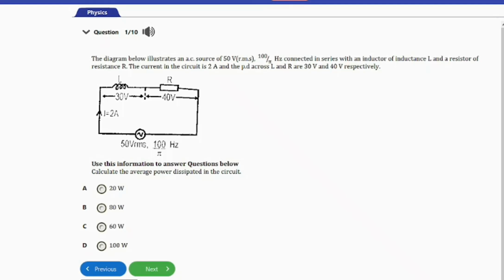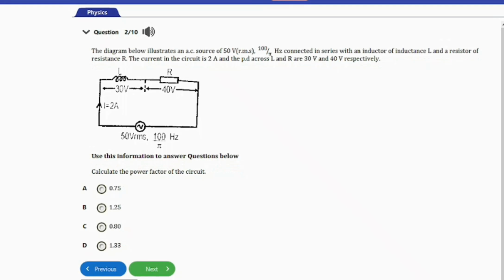Let's go ahead and consider the next question, guys. Alright, so the next question here is question number 2. It says, the diagram below illustrates an AC source of 50 volts root mean square, 100 over pi hertz, connected in series with an inductor of inductance L. Just the same information we have previously. But then here it says calculate the power factor of the circuit.